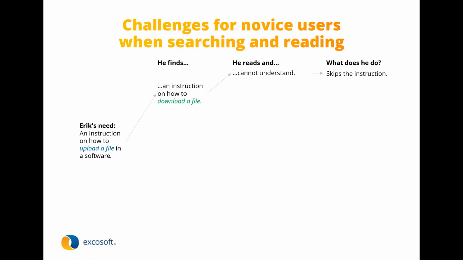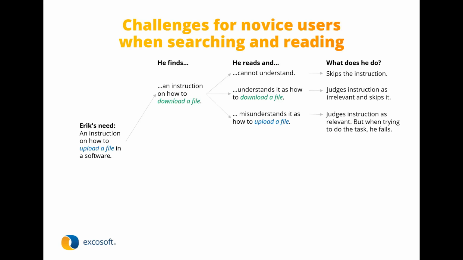He skips it, starts to turn to some other page. Maybe then he understands that this is about downloading a file, and he was looking for uploading a file. So, well, this is not relevant. He just says, I skip it. Maybe he does this misconceptual reading, so he thinks that it's actually about uploading a file. So he reads composer when it says composter. Then he bases his action on the mental model that he shaped, and he fails because he's actually downloading a file, not uploading.